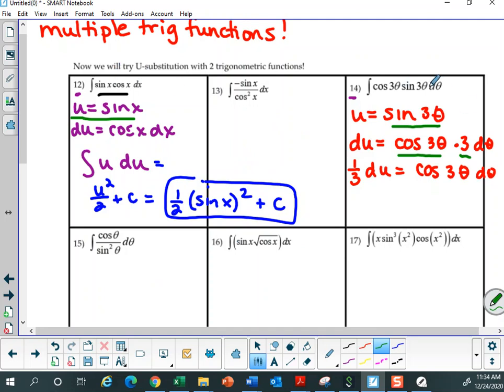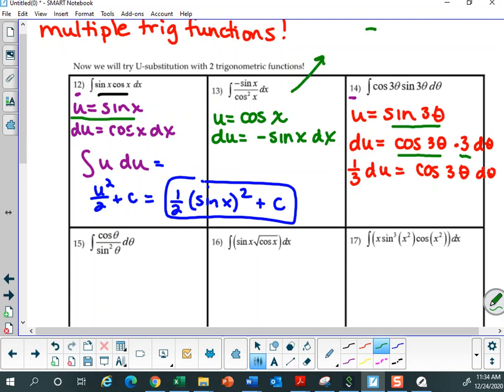Now, 12 and 14, you've got a couple options. For 13, 15, 16, and 17, it's important where you have to pick the trig that's being raised to the power. Now, your u is still just the single trig function, not the entire trig function and the power. Okay. Du would be negative sine x dx.